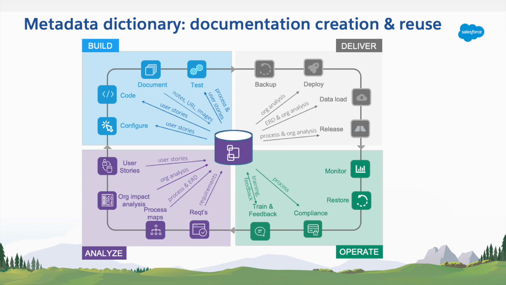And then when it comes to release, we're not just releasing the app, but we're also releasing any training material, which might include some of the process maps we've drawn. In the operate phase, we're using the process maps around compliance. So as I said, in a highly regulated industry, those process maps are what the auditors would look at to prove that this is what you should be following.